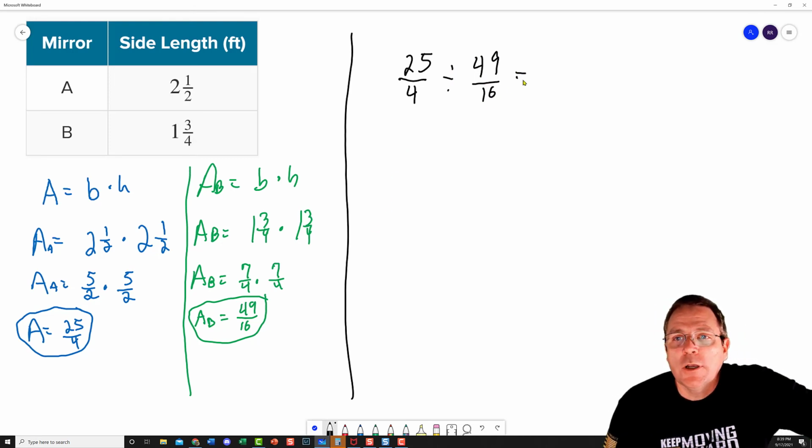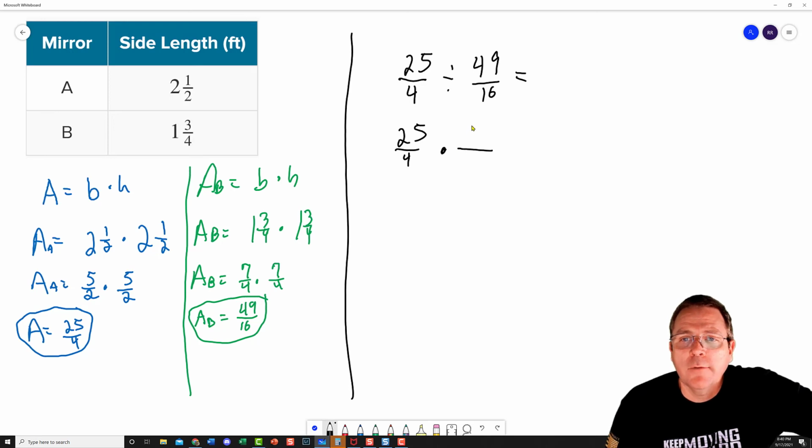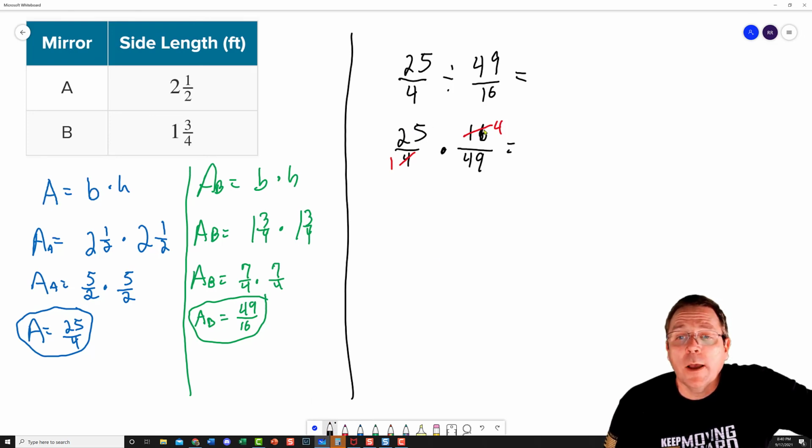Now we're going to keep, change, flip. So the 25 over 4 gets left just like it is. Change division to multiplication and flip, or take the reciprocal of the second number, which is going to give us 16 over 49. Now it comes time to simplify. 4 goes into 4 once, 4 goes into 16 4 times. That's the only thing that is going to simplify in this. And we're going to multiply. 25 times 4 is 100. 1 times 49 is going to be 49.